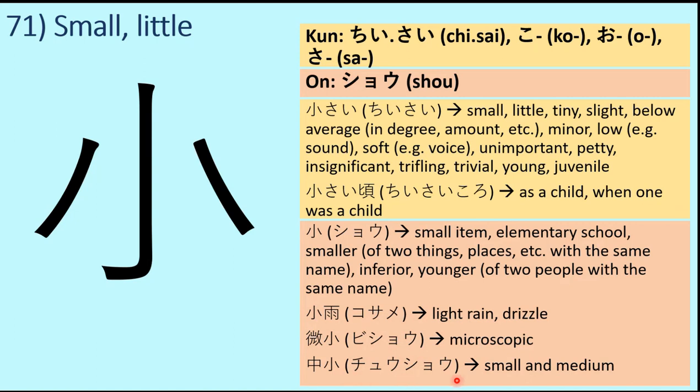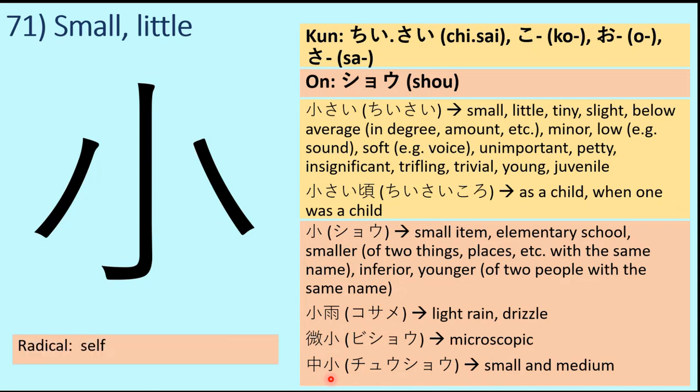And then we have chusho. Chusho means small and medium. So this is again the combination of two kanji symbols, and the first kanji symbol, as we know, represents something inside or in the middle, and this is something small. So that's why these two symbols together give the meaning of small and medium. If you look at these two, especially kosame and chusho, we can see that very basic kanji characters are used to form this word in kanji.